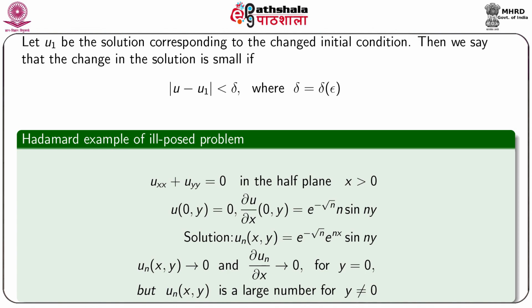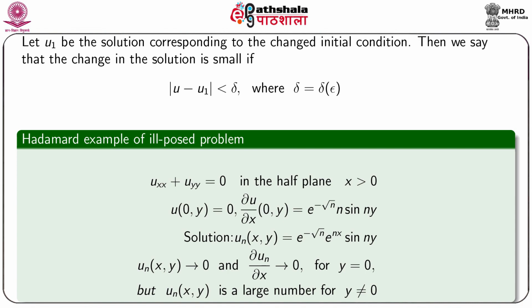So, we have learned that if these three conditions, existence, uniqueness and continuity, hold, we can say that the problem is well posed, and a well posed problem is solvable. We can find the solution of a well posed problem, but the solution of an ill posed problem does not exist. This is an example of an ill posed problem, which was first observed by the French mathematician Hadamard.